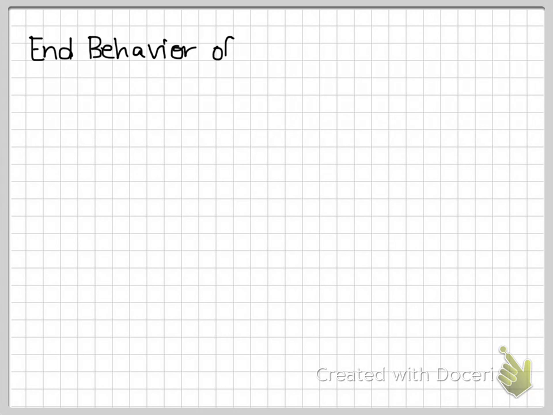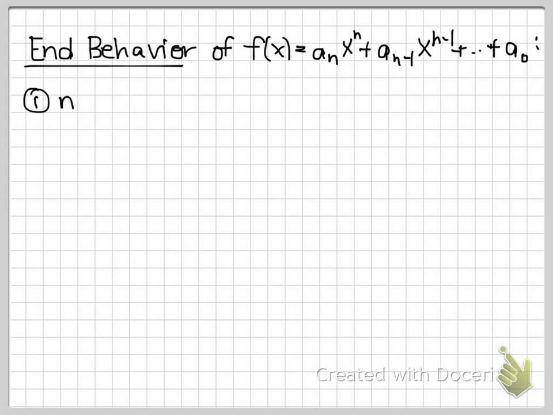What about the end behavior? So let's suppose that your polynomial looks like a_n x to the n plus a_(n-1) x to the n minus 1, and so on, plus a_0. This term a_n x to the n is called the leading term, and the coefficient a_n is called the leading coefficient. So we want to pay attention to what n is and what that leading coefficient is. So there are 4 possibilities.